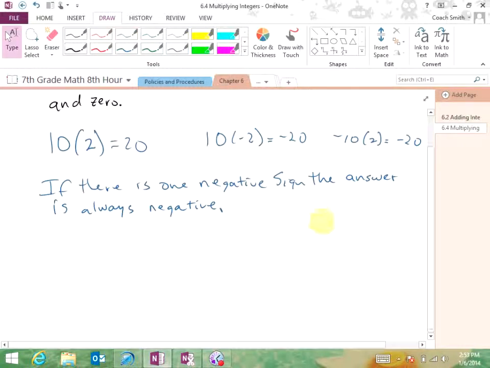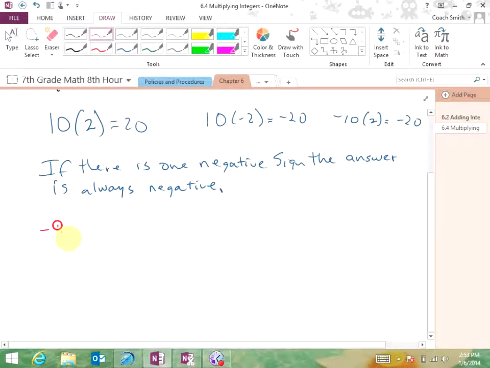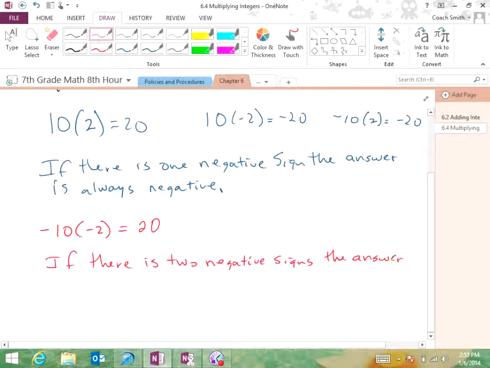Now, if you had this, negative 10 times negative 2. Negative 10 times negative 2, and this is the one that usually confuses people. Because when you're adding and you have two negatives, the answer is negative. Well, when you're multiplying, it's not. Negative 10 times negative 2 is 20. Positive 20. So if there are two negative signs, the answer is always positive.